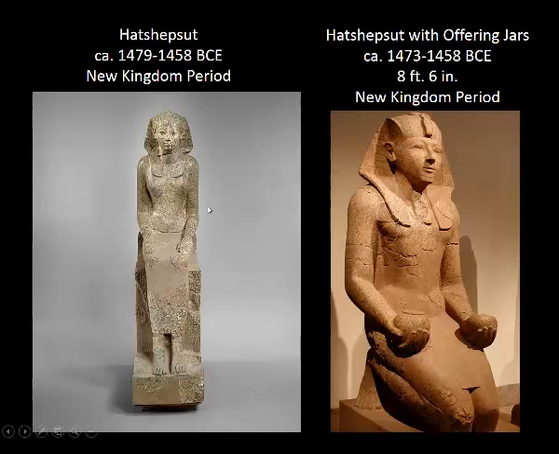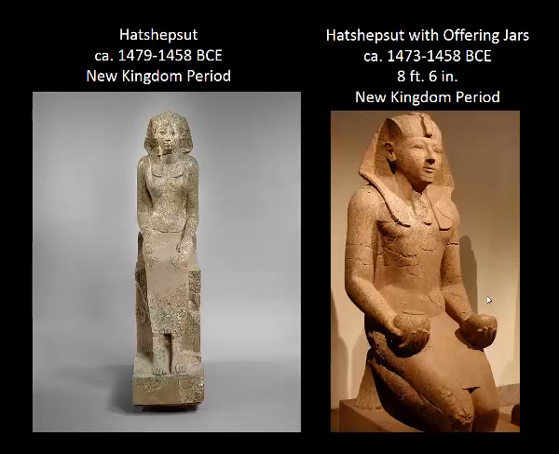Now what's interesting is as time passes, Hatshepsut's image becomes increasingly masculinized, which is what we're starting to see here. Now, if you didn't know that Hatshepsut was a woman, I'm willing to bet that you would think that you were looking at the image of a man rather than a woman. This image is very ambiguous in terms of gender. She is shown kneeling, giving offerings to the gods.